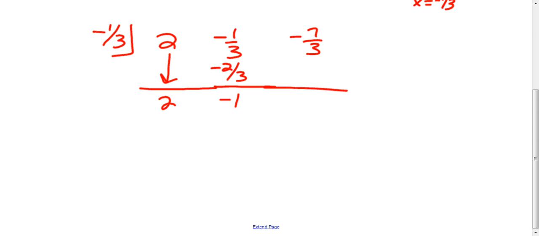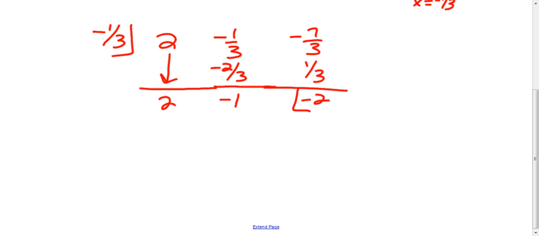And negative 1, kitty corner multiplying by that negative 1/3. Negative 1 times negative 1/3 is positive 1/3. And negative 7/3 plus 1/3 is negative 6/3. Okay, negative 6/3 would reduce to negative 2.